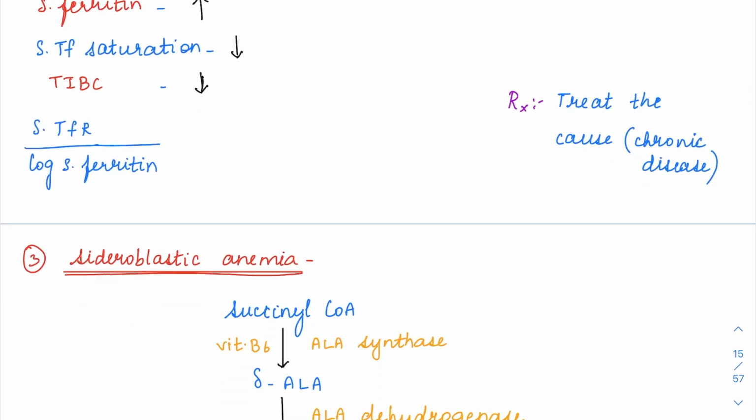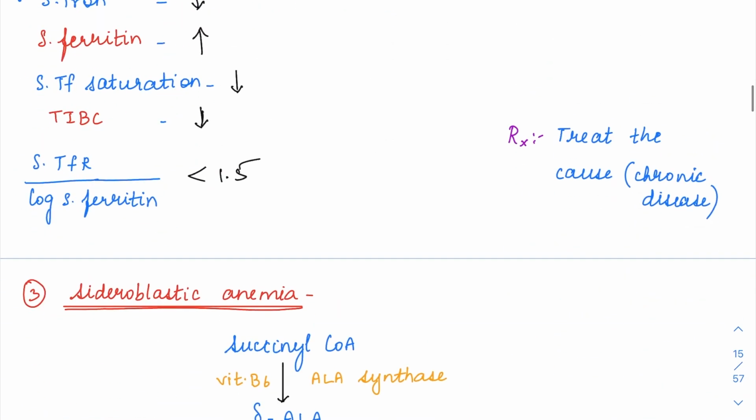And if you see the ratio, the serum transferrin receptor to log of serum ferritin ratio, it is going to be less than 1.5, while in IDA it was more than 1.5. So how do you treat these patients? You will have to treat the chronic disease to help these patients.